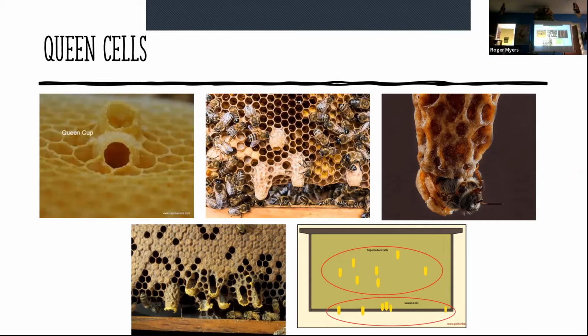Yeah, first winter. But another issue about swarming is they want to swarm right when the honey comes up.